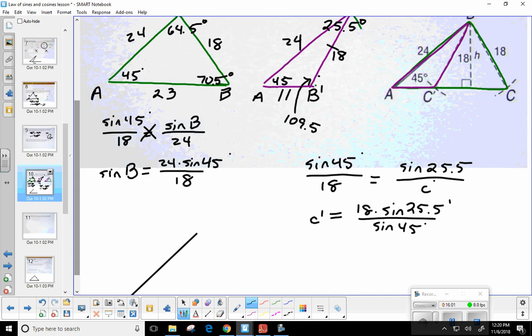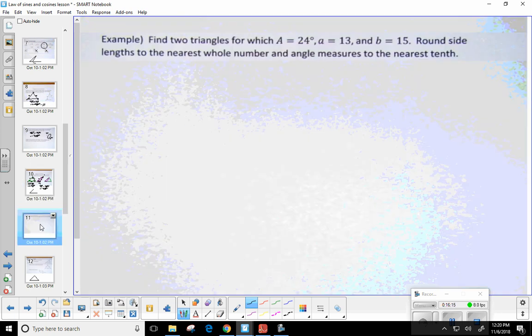What do we think? Now remember, I'm not going to hold you to the table. If there are two triangles, I'm going to come right out and tell you there are two triangles. And that's exactly what I did on the homework. So let's try this one. Find two triangles for which A equals 24 degrees, A equals 13, and B equals 15. We already know there are two triangles.